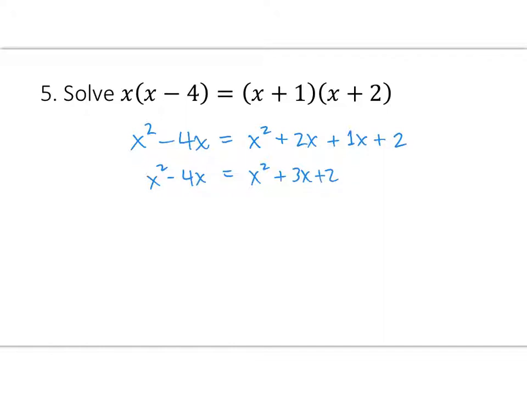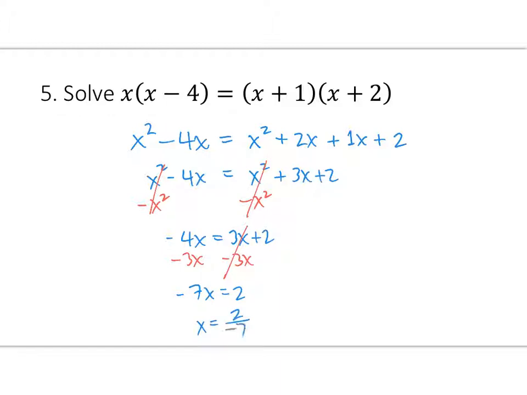And now what we see is that we can actually subtract x squared from both sides, which gets rid of them entirely. So now we have negative 4x equals 3x plus 2. I can subtract 3x from both sides. That gives me negative 7x equals 2. So x equals 2 divided by negative 7, which we would typically write as negative 2/7.